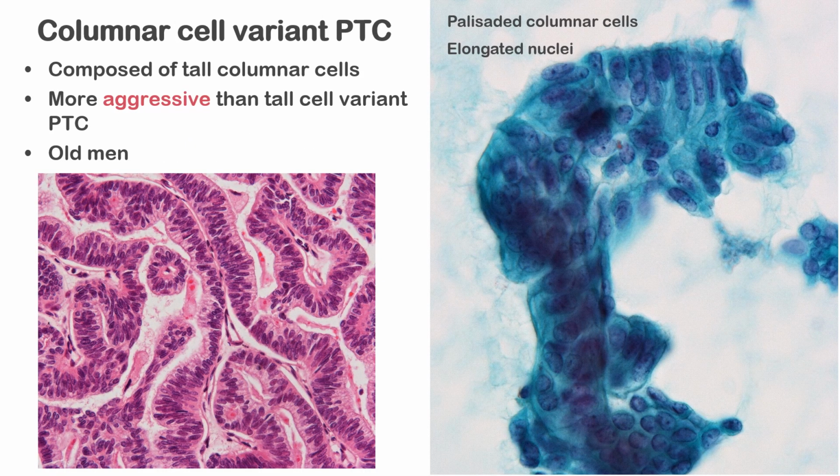This is columnar cell variant of PTC. In this variant, identification of tall columnar cells is not so difficult. Here, we can see palisade columnar cells. The nuclei are hyperchromatic and elongated. These findings are similar to colorectal carcinoma.